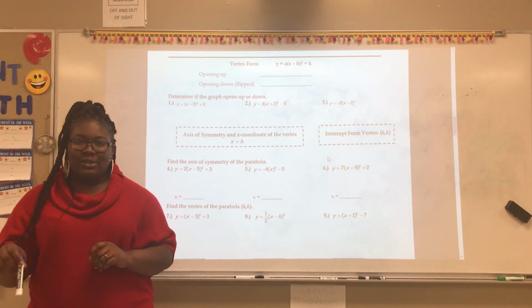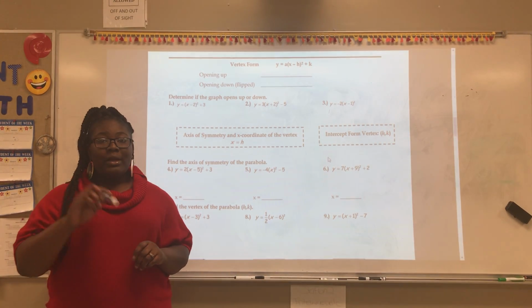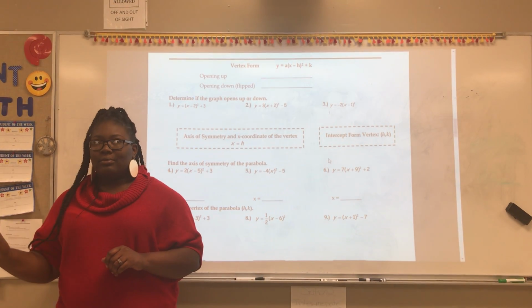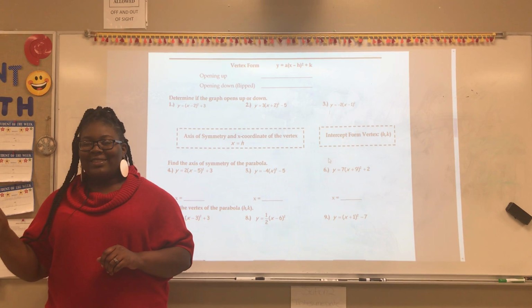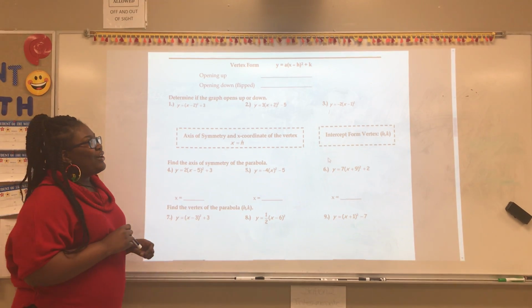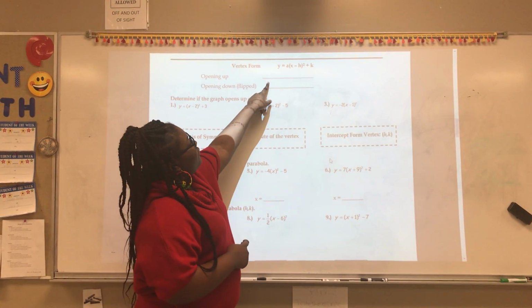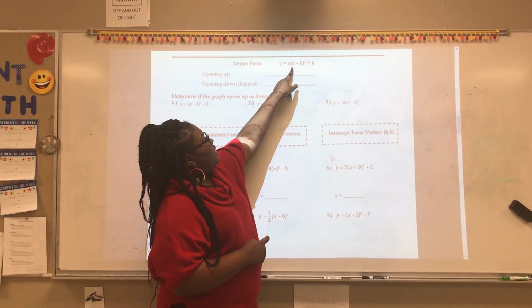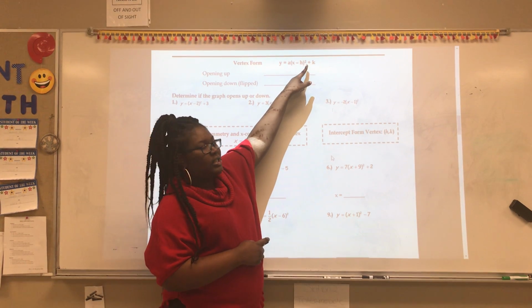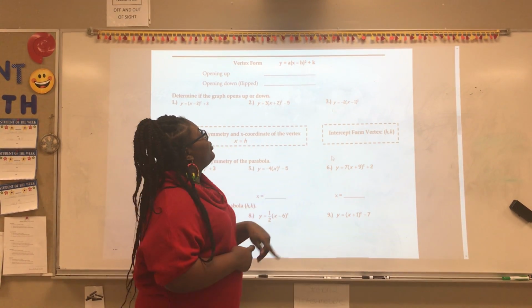You guys already mastered the standards for standard form and for factored form or intercept form. So today you're going to work on the third form, which is vertex form. Vertex form is y equals a(x minus h) squared plus k.